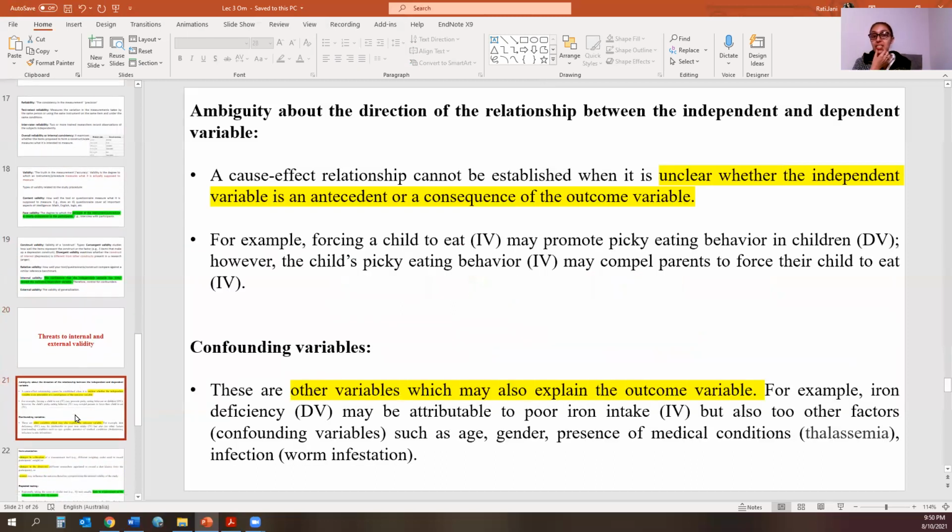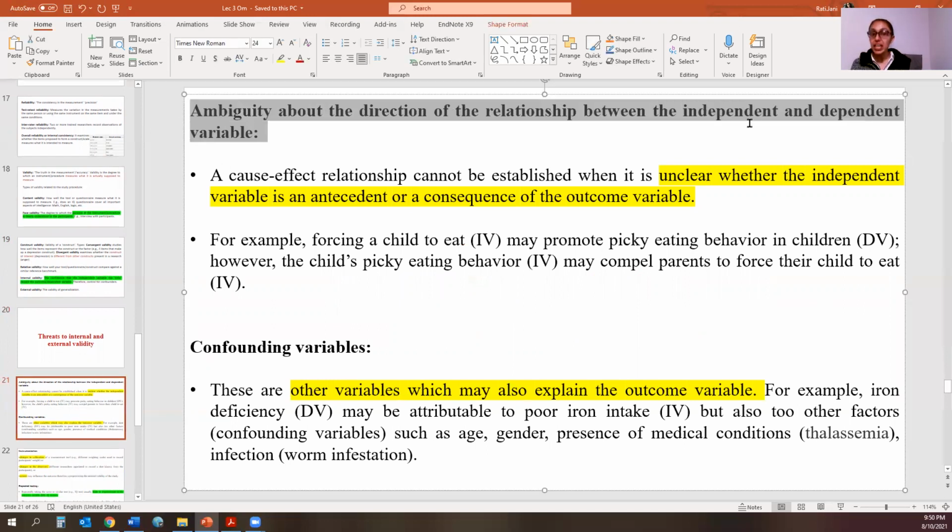So the first one, what is a threat to internal and external validity? It is ambiguity for the direction of the relationship between the independent and the dependent variable. Okay, meaning when you have an independent and dependent variable, and your variables are such that you cannot really establish a cause and effect relationship, then this is a threat to your internal and external validity. Okay, and as I said, not everything can be controlled. Some things have to be acknowledged. And let me give an example of that.